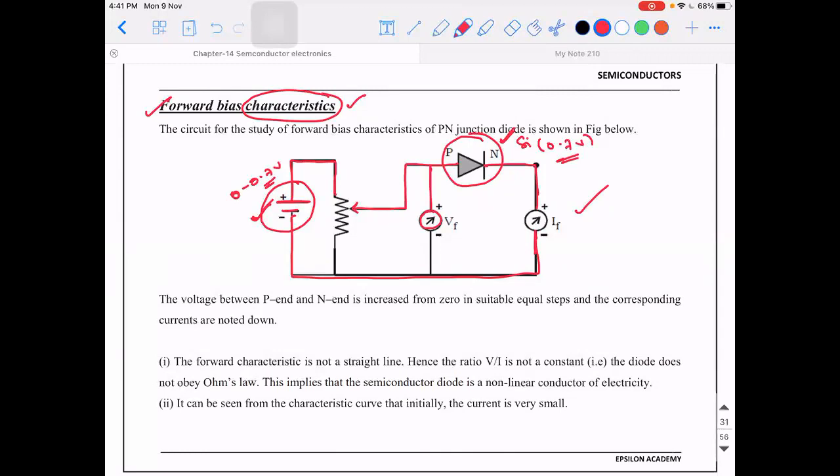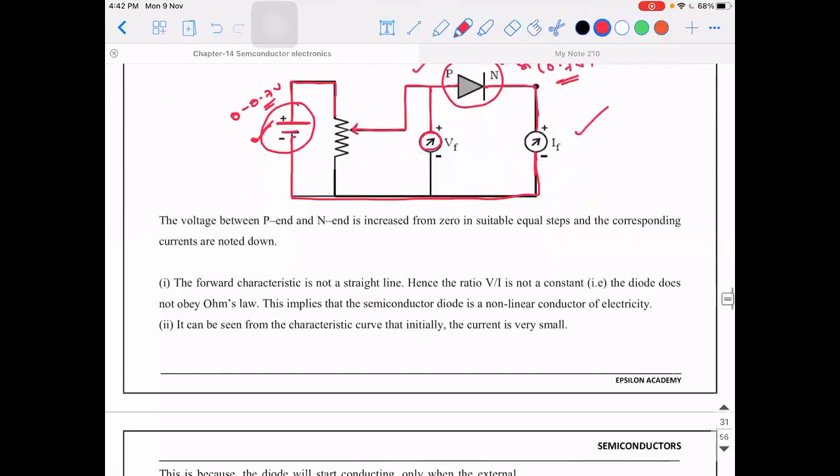But after that 0.7 volt, what is going to happen? The barrier is completely broken, as a result of which the increase in the value of current is going to be high, even for a smaller amount of potential difference, because it has got completely converted into a conductor. That's the story we discussed.